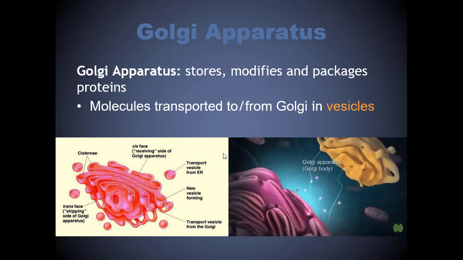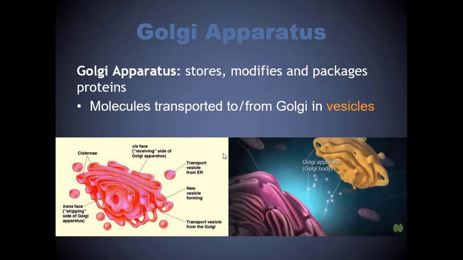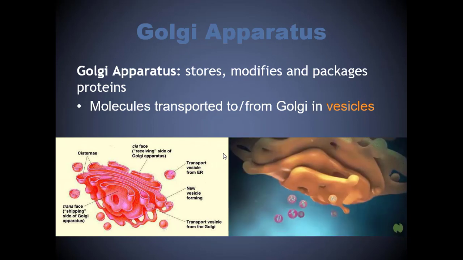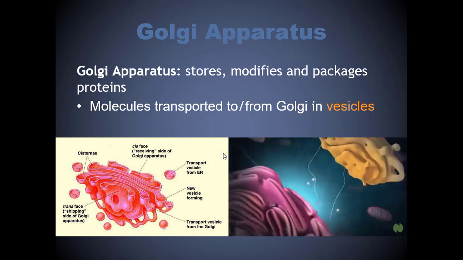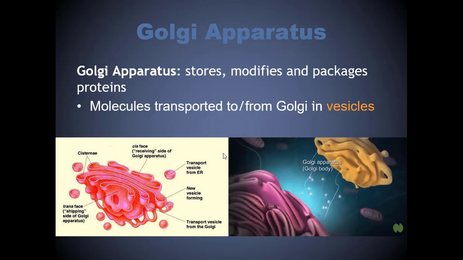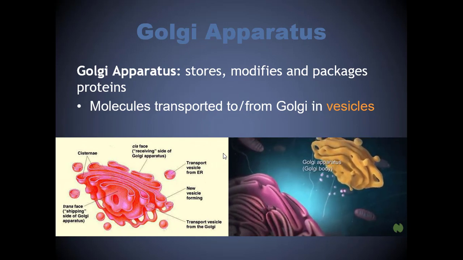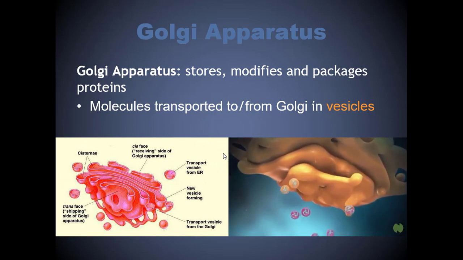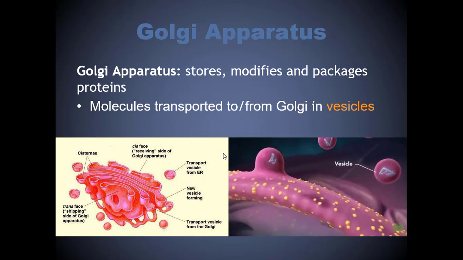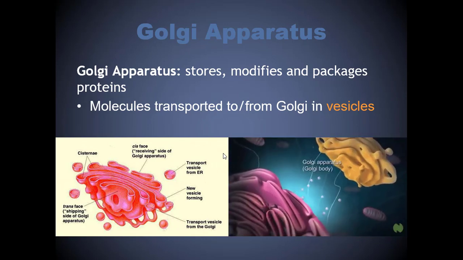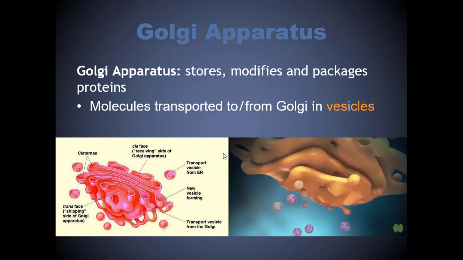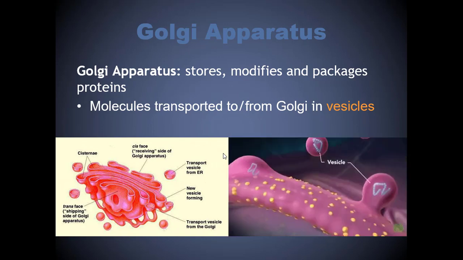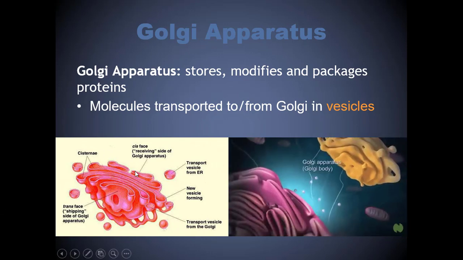Golgi is the name of an Italian scientist, which always is written with a capital letter. What does it do? It stores, modifies, and packages proteins. Okay, so molecules are transported to and from the Golgi in vesicles. Right, so you see here the diagram. It has two ends. You have the trans face and then the cis face.